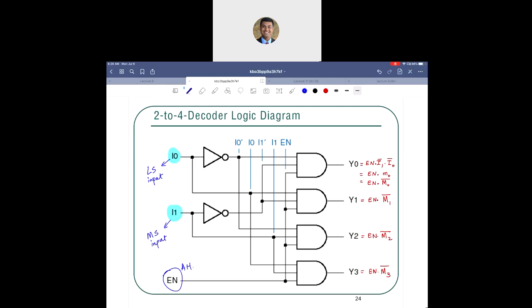Now, let us just quickly check whether we have actually drawn the logic diagram based on our logic expression. So enable goes to each and every AND gate. Then for y sub 0, I need i1 complement and i0 complement. i0 complement comes from here, i1 complement comes from here. So I can say, okay, y0 checks out. And similarly, if you keep going down this list, you will see that y0, y1, y2, y3 will all be in agreement. So the logic diagram over here will be in agreement with the logic expressions.